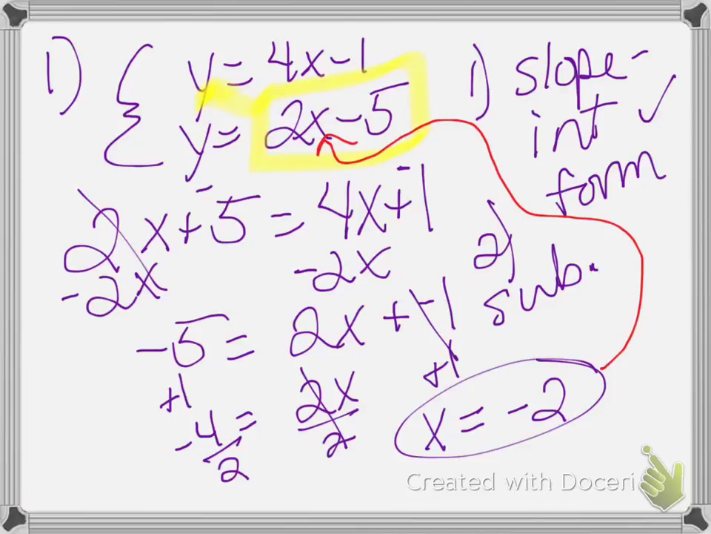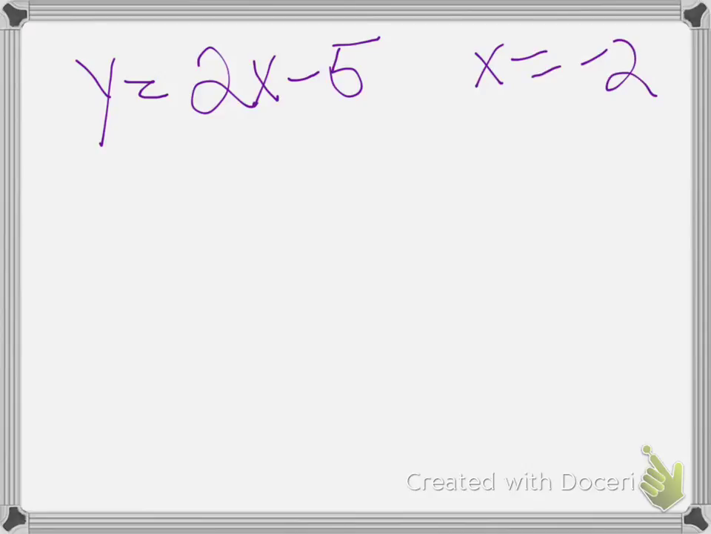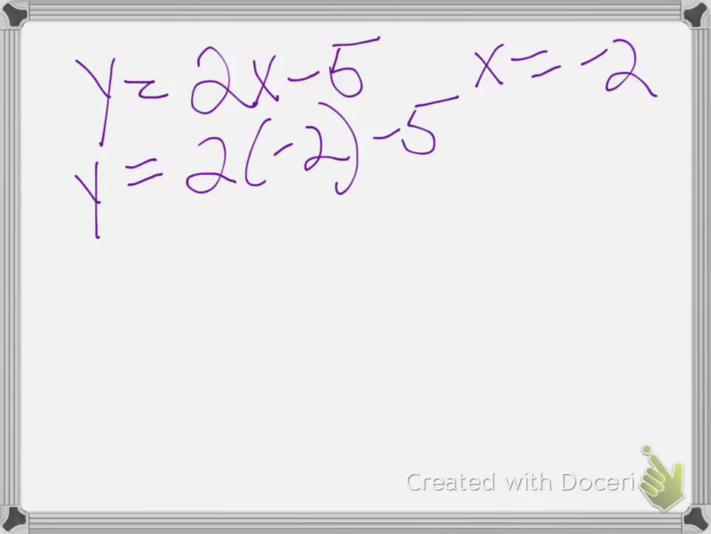I have to go to the next page. Okay, 2x minus 5 and x is negative 2. Be quiet. Okay. 2 times negative 2 minus 5. What does that give me here?